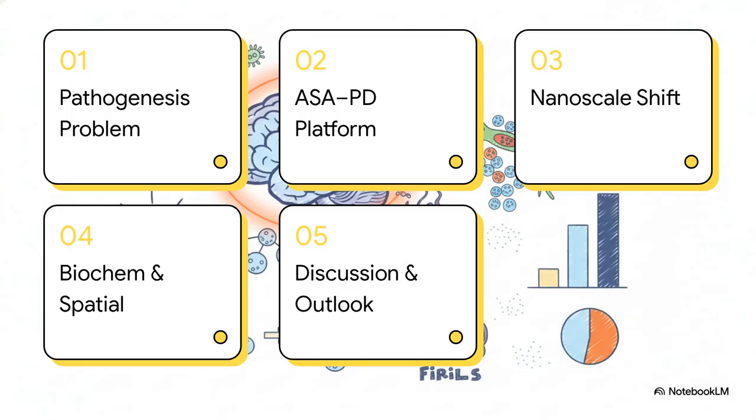So we'll start with the central problem in Parkinson's research, which is the technical challenge of actually seeing the smallest pathogenic protein aggregates. From there, we'll get into the details of the new methodology designed to overcome this. Then we'll review the main findings it revealed in human brain tissue, and we'll wrap up by discussing what these findings mean for future research.